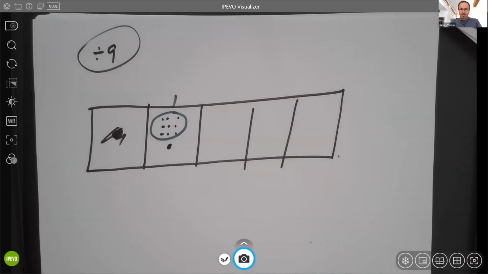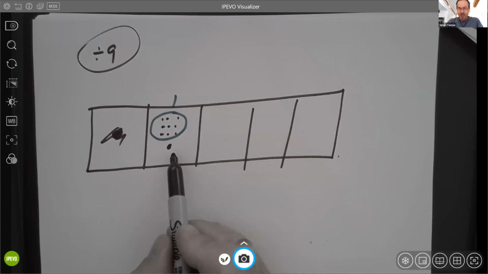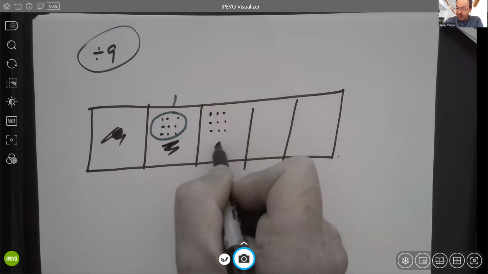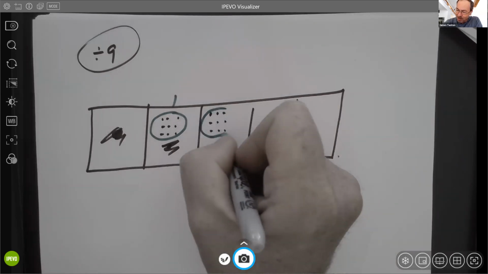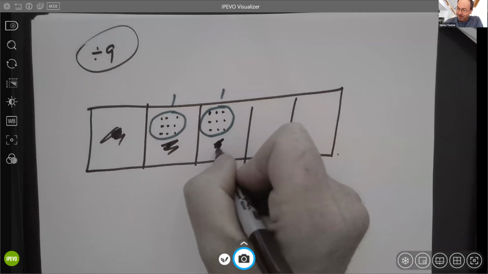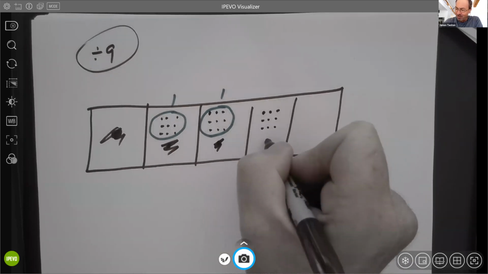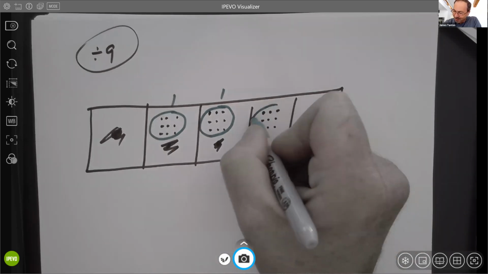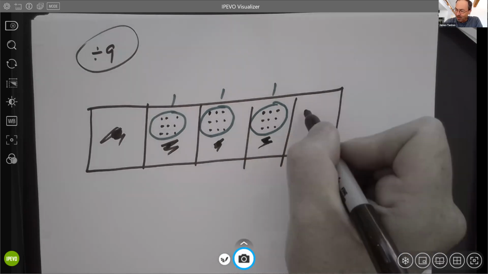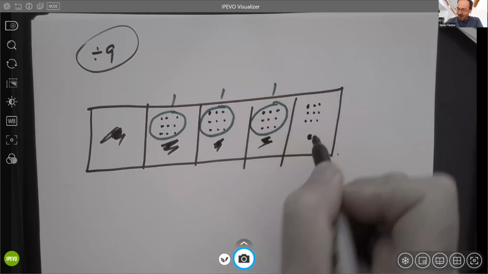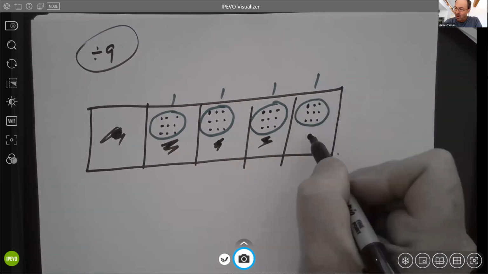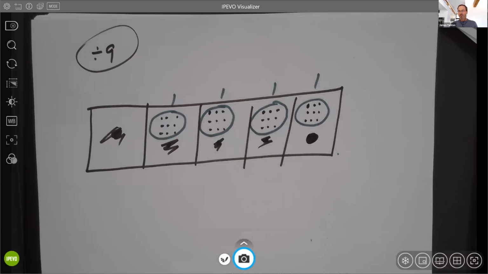Great. But then I've still got this 1 dot left over. But I can find more 9s. So I can unexplode. 1, 2, 3, 4, 5, 6, 7, 8, 9, and an extra dot, 10. That gives me another group of 9. I still have 1 dot left over. Unexplode again, 1 through 9, and 1 extra dot. There's a group of 9, but I still have 1 dot left over. Unexplode once more, 1 through 9, dot. There's a group of 9, but I still have 1 dot left over. I literally have a remainder of 1.